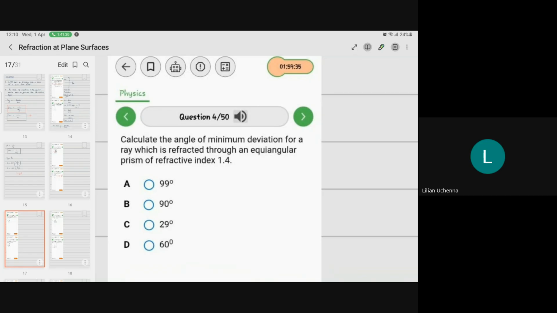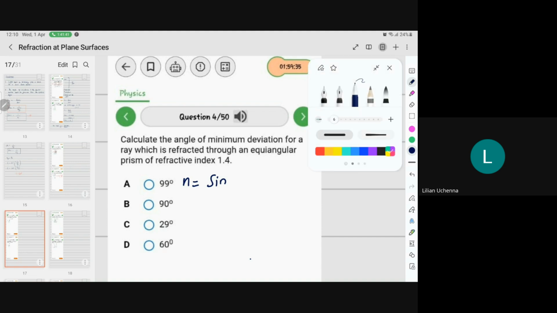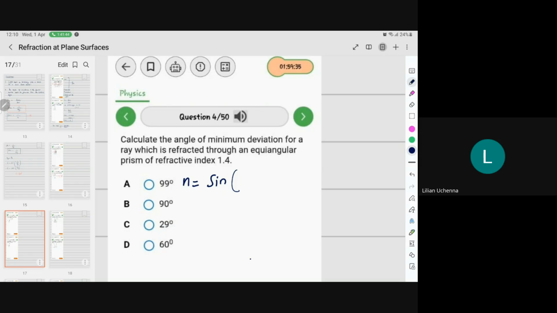There's a formula we have for that, and we're looking for that very angle. So let's quickly make reference to that. Okay, remember the formula that says that N is equal to sine, open brackets, A plus Dm, which is the deviation, divided by 2, then open brackets, sine A all over 2. So now, since they said equiangular, it means that it has equal angles.